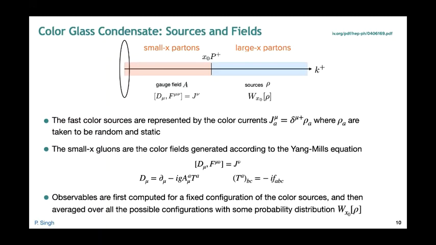Now, these color currents give rise to the gauge fields, and these two degrees of freedom are related by your Yang-Mills equation, where D mu is your covariant derivative, A mu is your gauge field, and T^a are your generators in the fundamental representation, which is related to your antisymmetric tensor. Now, once you have this, you can always calculate observables. First of all, you draw sources for a given weight functional, and these sources give rise to the gauge fields. You keep on drawing sources from a particular weight functional, and then you average over all such events in order to compute the expectation value of the observable.